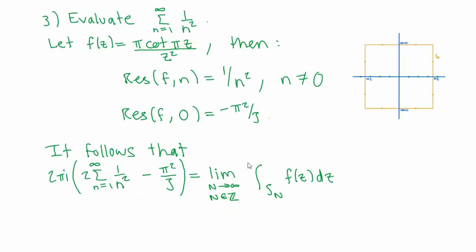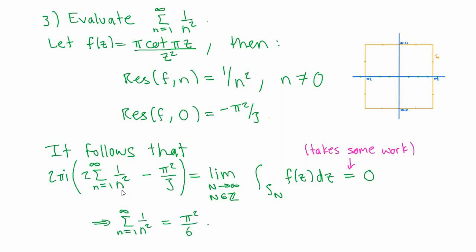When we take the integral around S sub n of f of z dz and then take the limit as n tends to infinity, by the residue theorem we get 2 pi i times the sum of the enclosed residues. The next step takes some work, but with a little effort you can show that the limit as n tends to infinity of this integral is equal to 0. Once you've done that, if you solve for the series that we're trying to evaluate, you find that the series is equal to pi squared over 6.